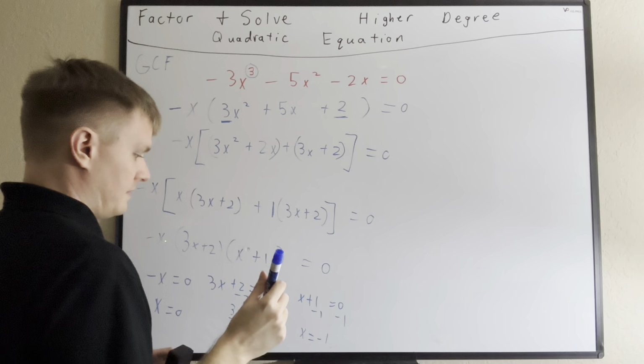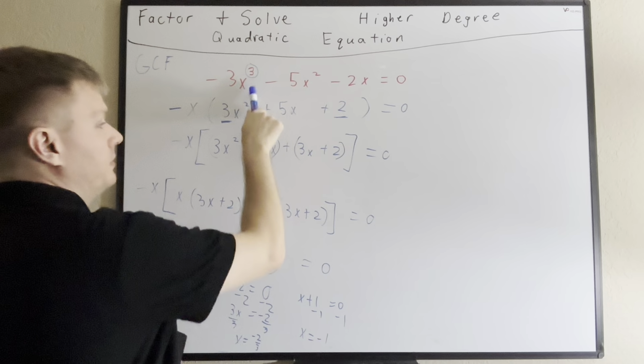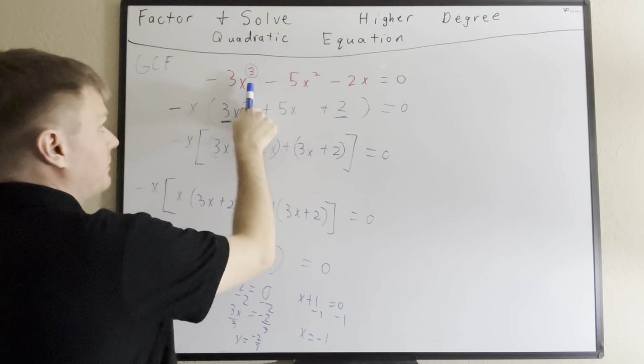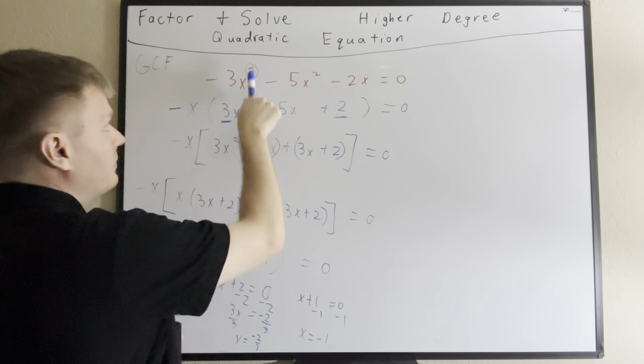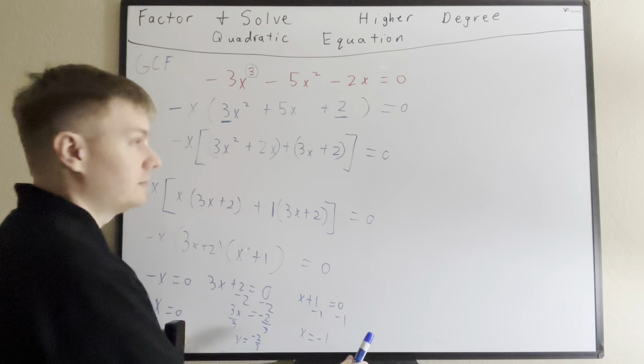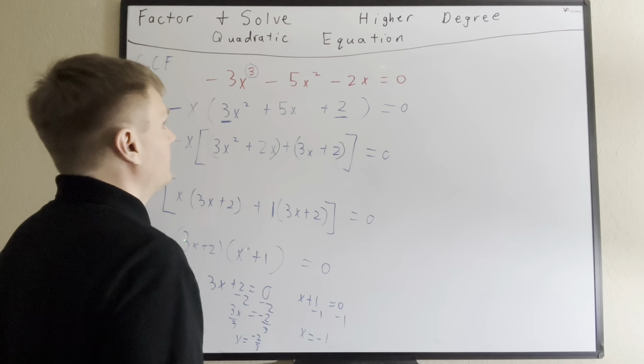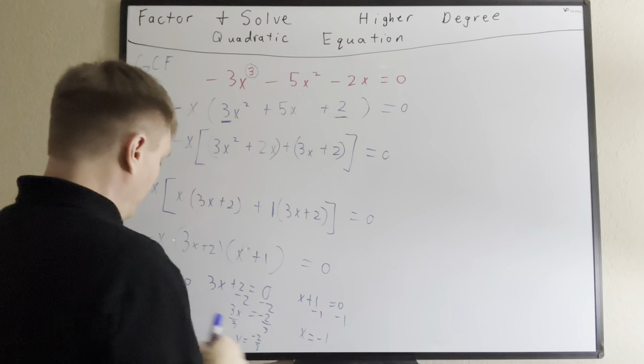Anyway, that's why we have 3 answers. So if you have an equation with degree of 4, you can expect to get 4 answers. Just good thing to know. But we need to check our answers.